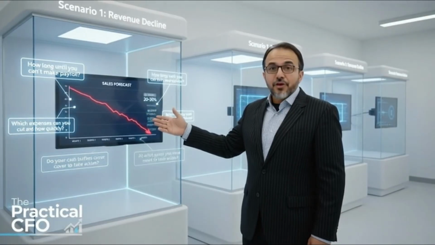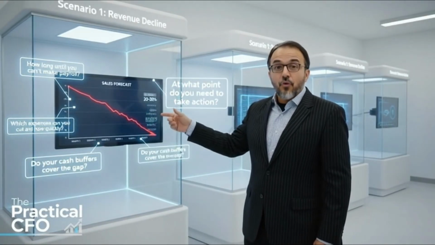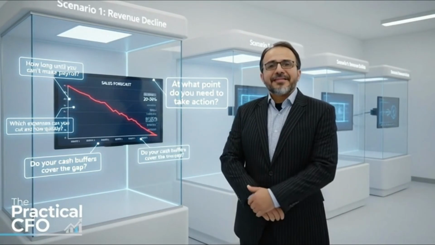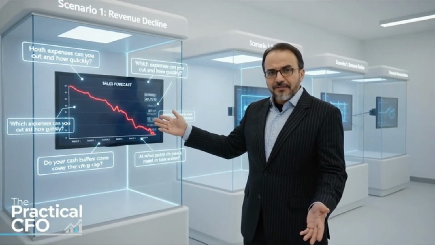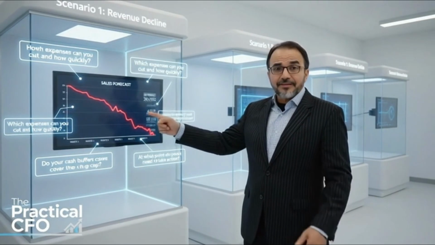Scenario 1, revenue decline. What happens if your sales fall by 20 to 30% for 3 consecutive months? How long until you can't make payroll? Which expenses can you cut and how quickly? Do your cash buffers cover the gap? At what point do you need to take action?